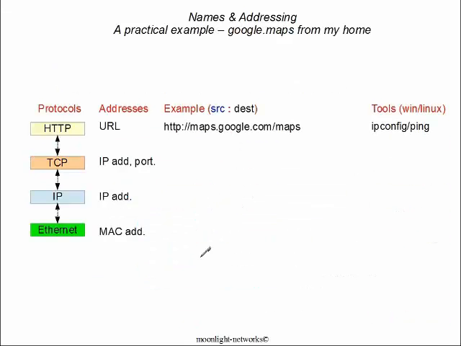We talked in previous sessions about the protocol stack, and in addressing, we'll start with the URL. Now, the URL is a uniform resource locator, and it's broken into several parts.